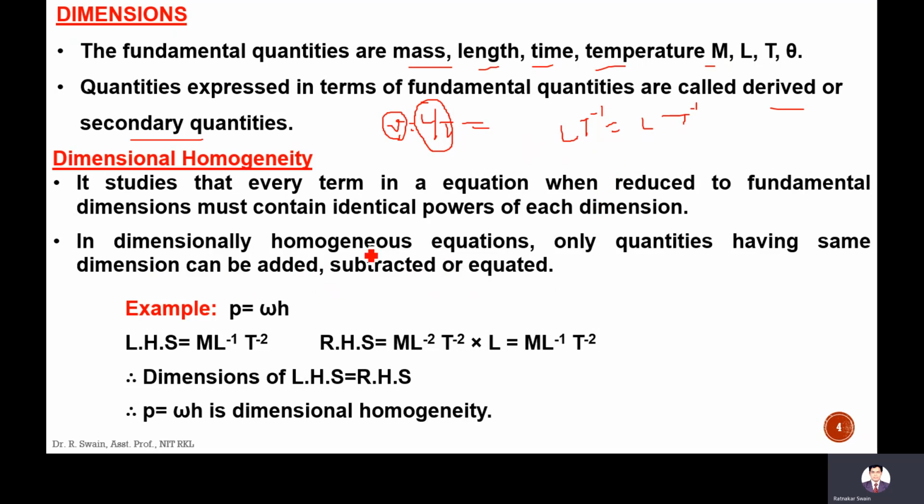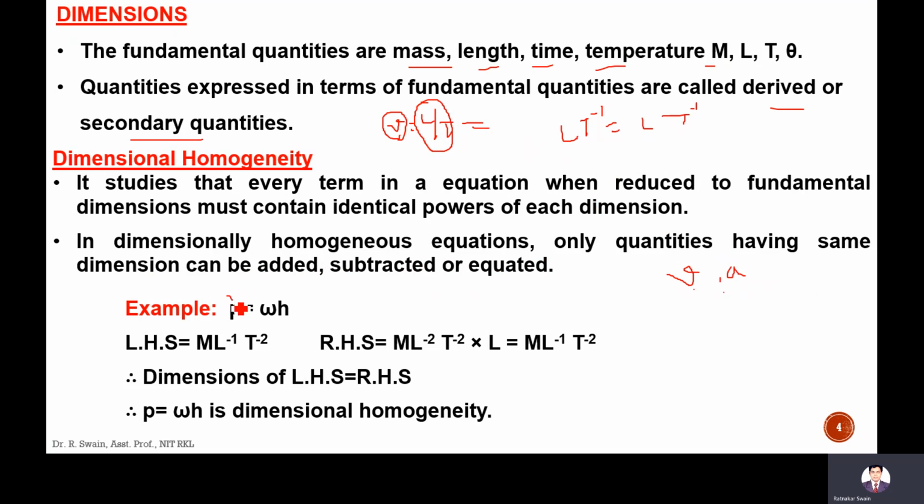These things we can do if it is a homogeneous equation. We cannot subtract or add velocity with area, or velocity with acceleration. Velocity with velocity you can do, because it is dimensionally homogeneous. Area with area you can do, because it is dimensionally homogeneous.